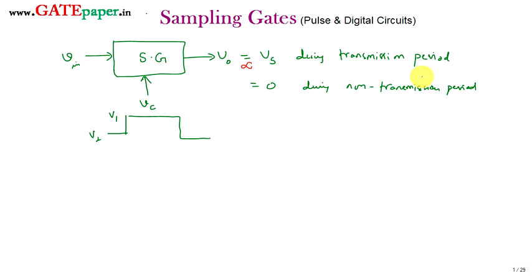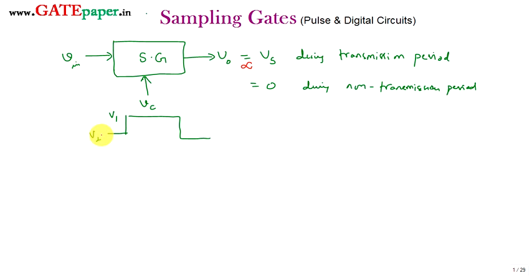During the transmission period, the output must be exactly equal to Vs, or at least proportional to Vs. And during the non-transmission period, the output must be 0. How to select this time period? That is, how to select the transmission period? The transmission period is selected with the help of a control signal. The control signal, also called the selection signal, is indicated with Vc. Vc is always a rectangular waveform which will have two levels, V1 and V2.